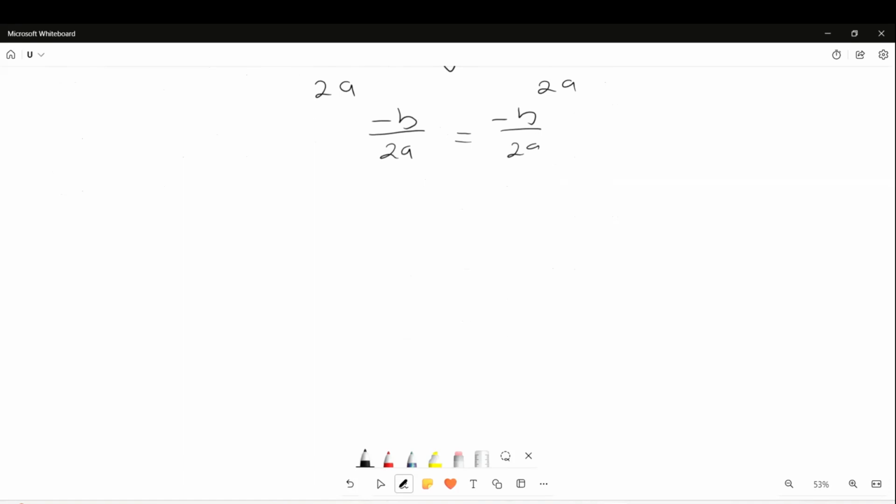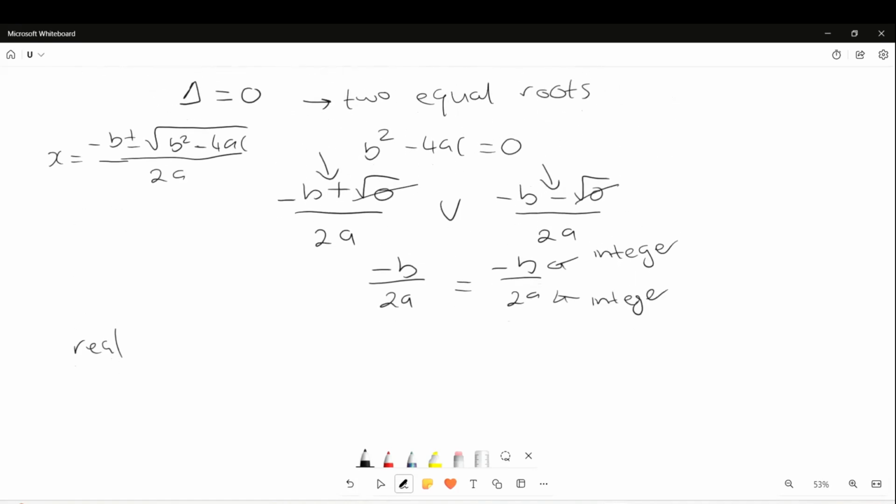It means that, remember, given that b is an integer and my a is also an integer, we have real roots, right? The roots are real, because if I put the square root of 0, I will get a value of 0. If you plug this in a calculator, you will get 0, and 0 is a real number, so that is real.